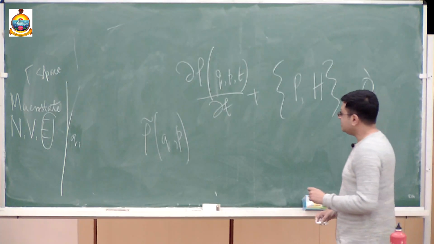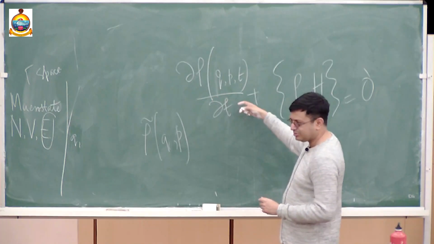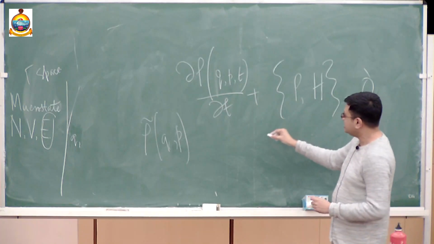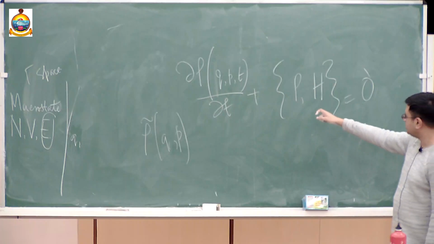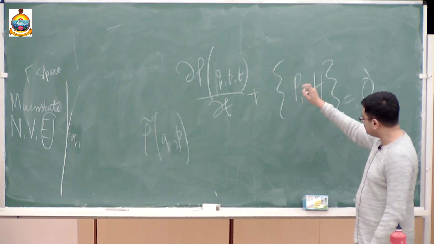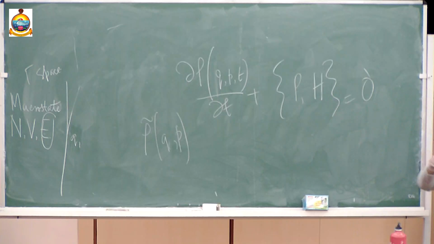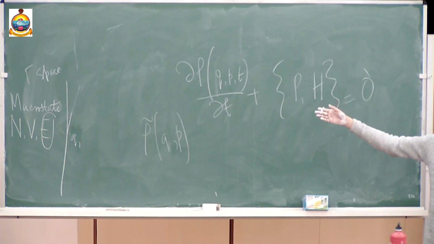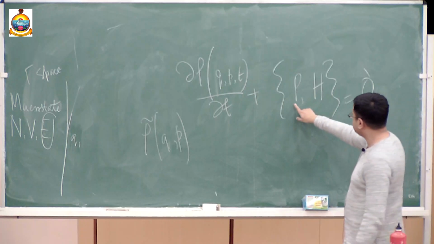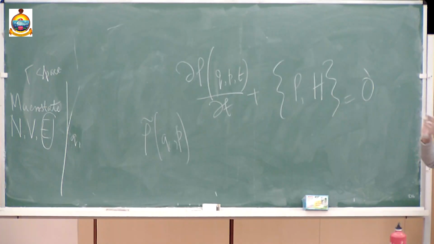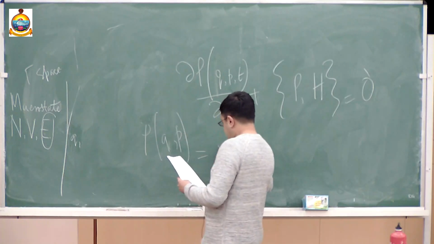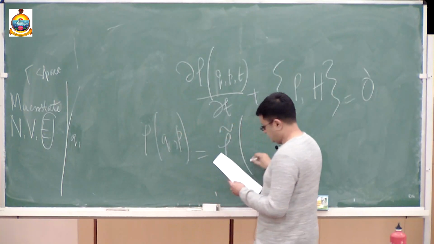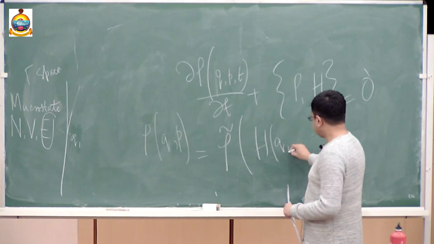If such a state happens to exist, then by definition it has to satisfy this equation, and therefore the Poisson bracket of such a rho with h has to be equal to 0, because I said rho doesn't have to change. So that means rho has to be some function of h. It just tells me this much, nothing more, nothing less. So rho(q,p) is some function of h(q,p).